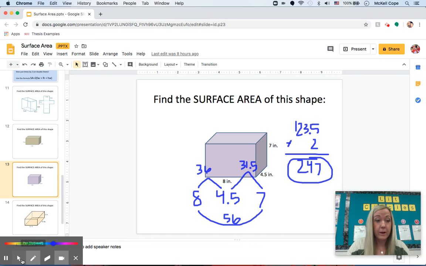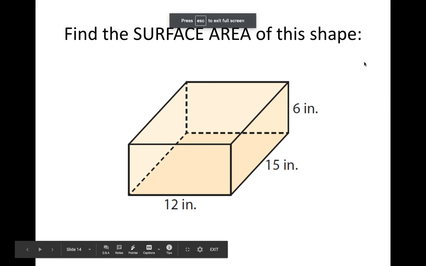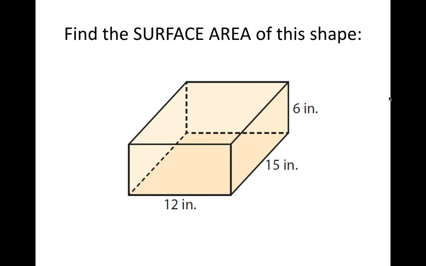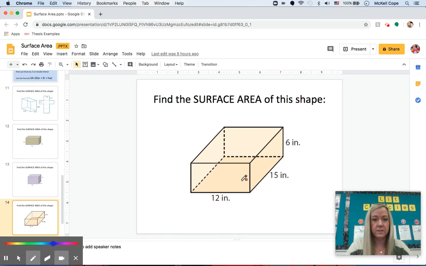All right, now I'm going to put it in present mode this time. I'm going to put this in present mode, and I want you to push pause. I want you to try to find the surface area of this rectangular prism. Okay, go ahead and push pause. Okay, welcome back. I'm going to come out of present mode, and we are going to solve this one together.